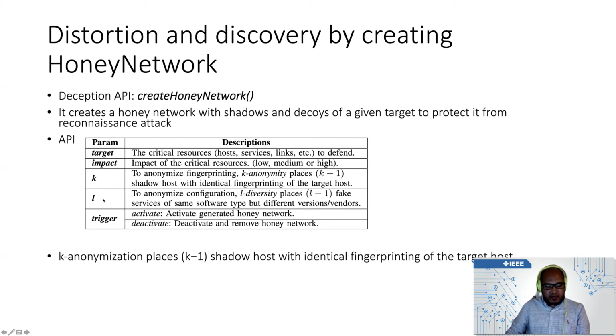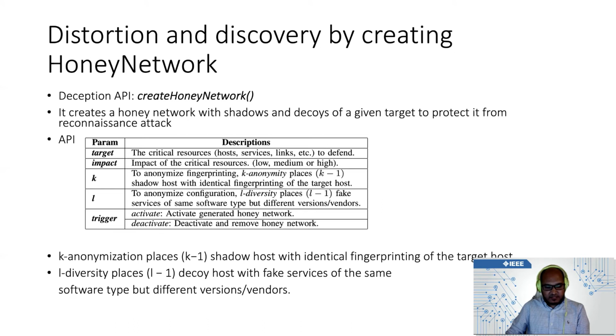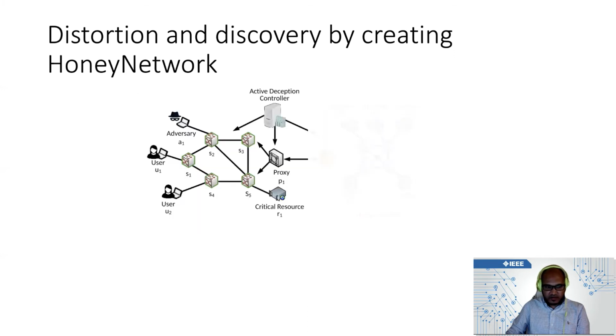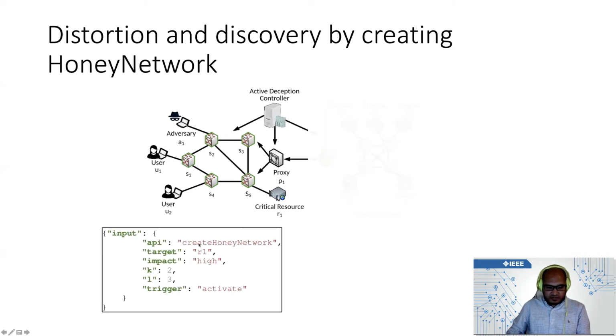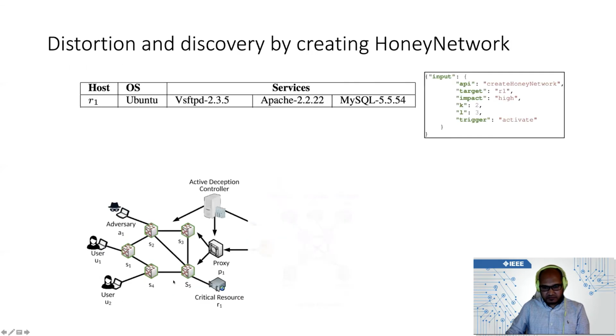The K anonymization places K-1 shadow hosts with identical fingerprints of the target. The L diversity places L-1 decoy hosts with fake services of the same software type but different versions or vendors. Here is an example network. If we wanted to protect the critical resource R1, the JSON structure of the API call will look like this, where the anonymization is 2 and the diversity is 3.